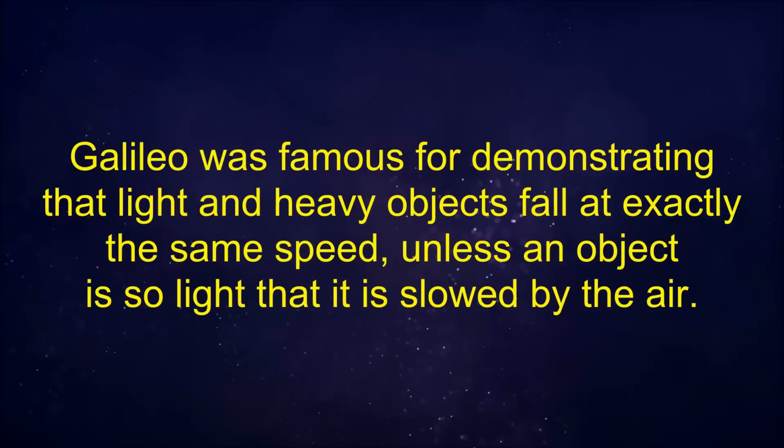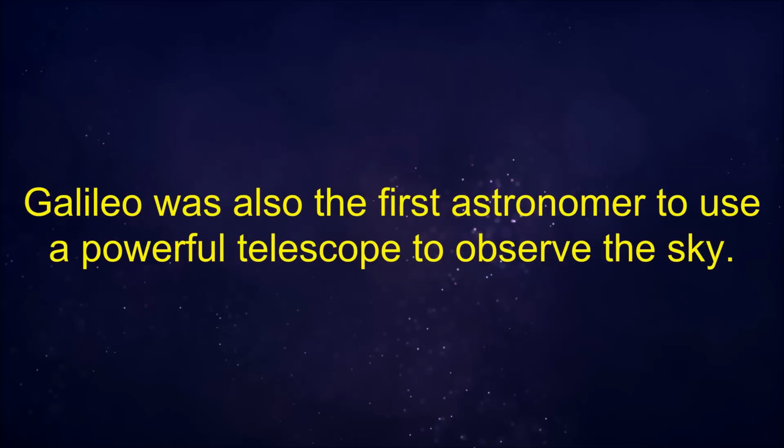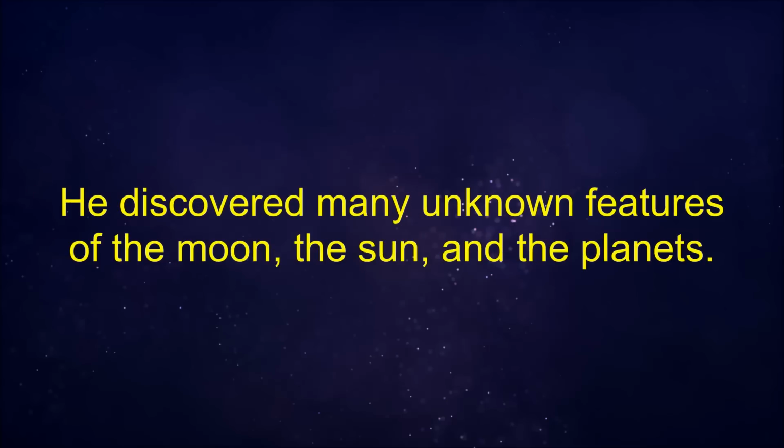One of the most famous of these was Galileo, an Italian scientist. Galileo is famous for demonstrating that light and heavy objects fall at exactly the same speed, unless an object is so light that it is slowed by the air. Galileo was also the first astronomer to use a powerful telescope to observe the sky. He discovered many unknown features of the moon, the sun, and the planets.